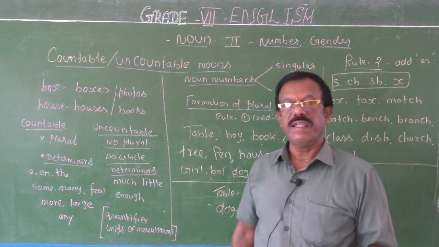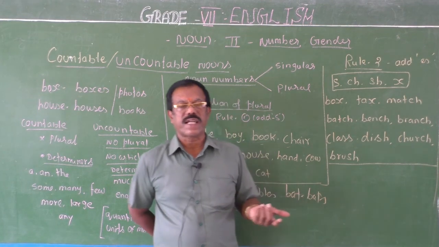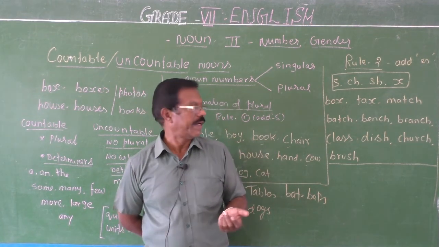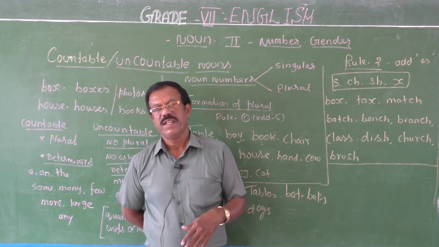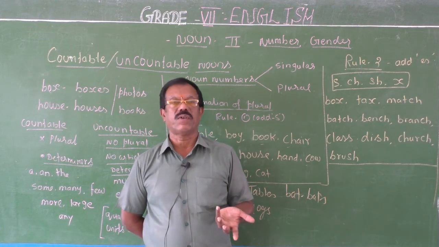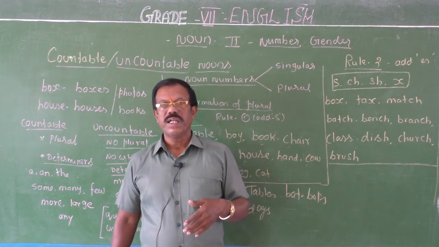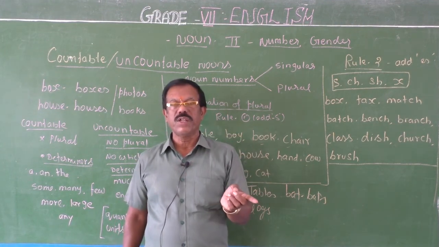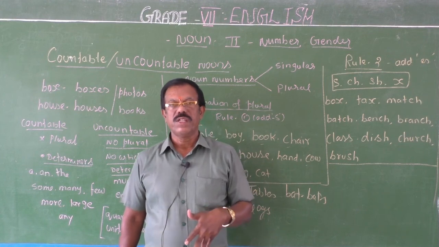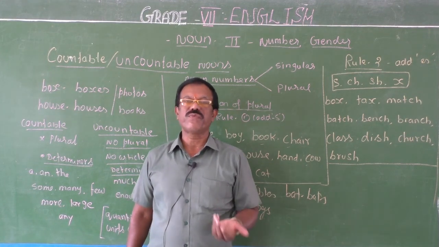Dogs. I have 2 dogs at my home. Then cats. We have many cats at our home. Okay, fine. In all these examples, I added mere S to the singular to make it plural. So in this way, plurals are formed.